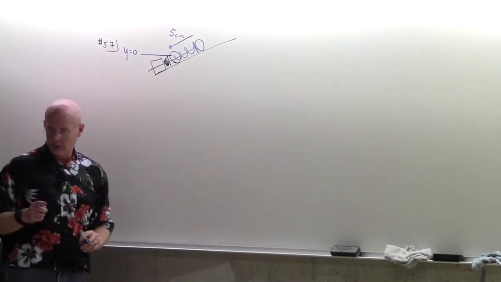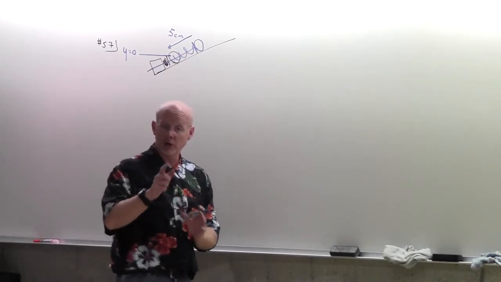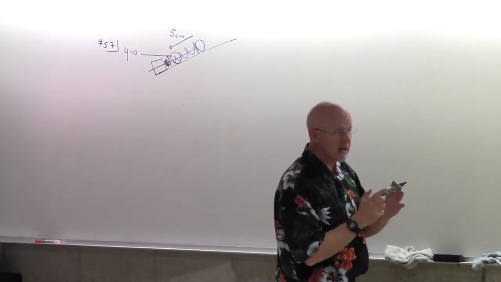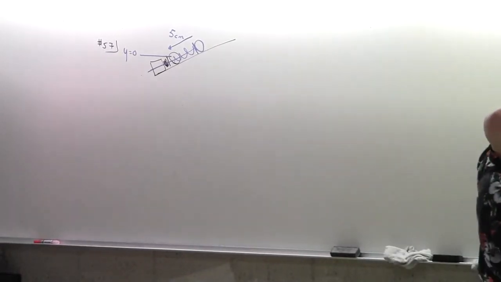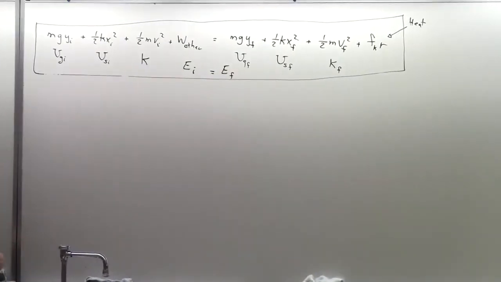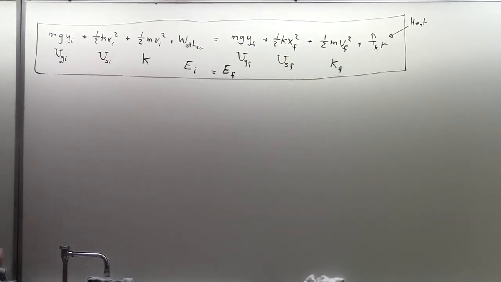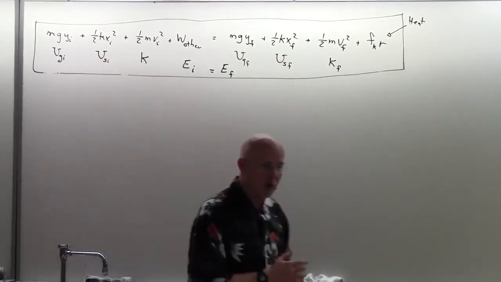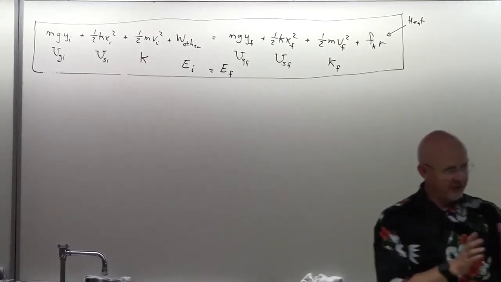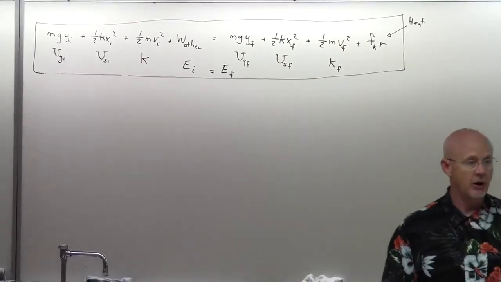So I will. It's not the only place you have that choice. But what makes it a nice choice is, what would that do to this first term? Makes it zero. And so that is what I would suggest. I would suggest you call y equals zero either at initial or final. So one of those two terms is zero.